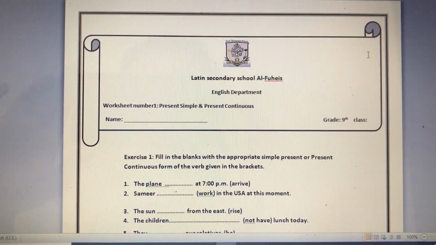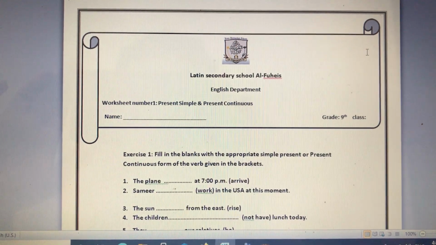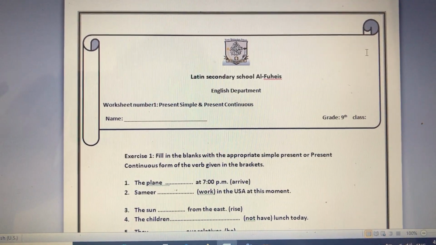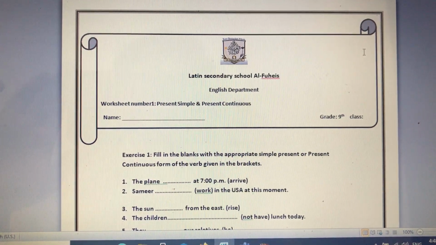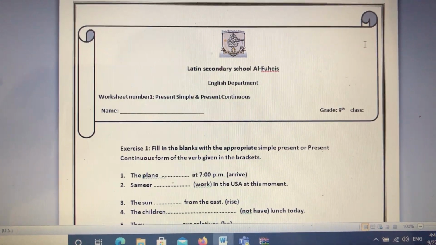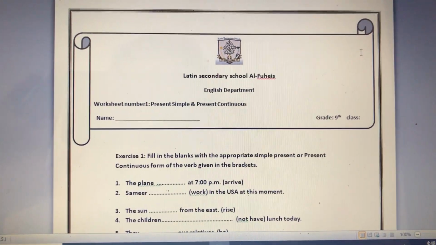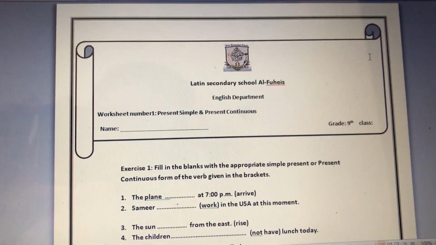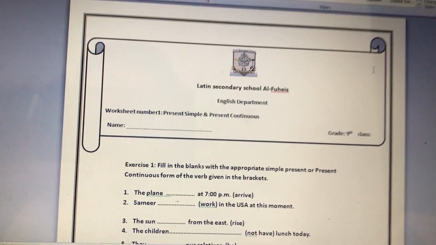We are going to answer our worksheet number 1, the present simple and present continuous. Let's start. So, please, everybody, grab your worksheet and your pens and let's start solving our worksheet.